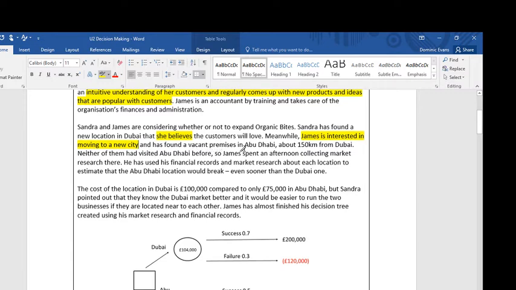And he's found a vacant premises in Abu Dhabi, which is about 150 kilometres away from Dubai. Neither of them had visited Abu Dhabi before, so James spent an afternoon there, collecting market research there. So an afternoon collecting market research. So this is useful for scientific decision making. He used his financial record and market research about each location to estimate that the Abu Dhabi location would break even sooner than the Dubai one. So this is about scientific decision making and basing decisions on evidence that's been collected.